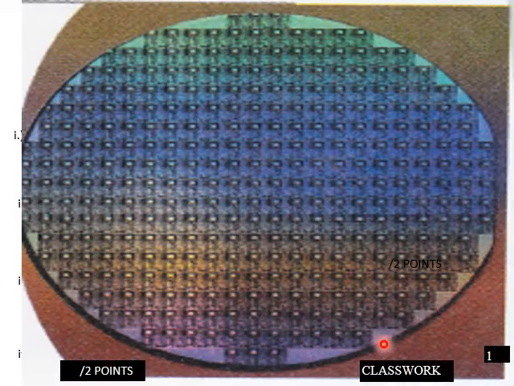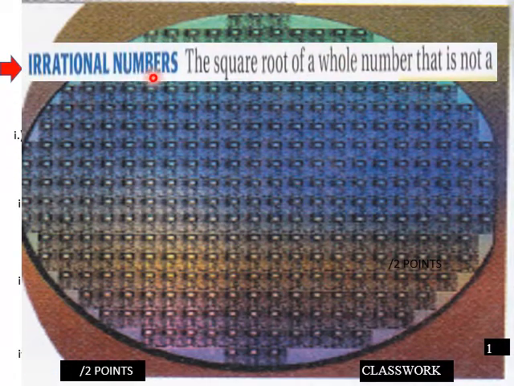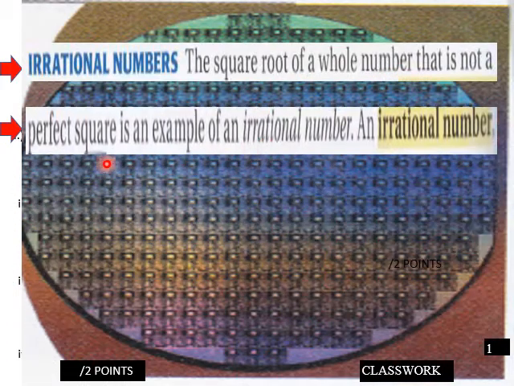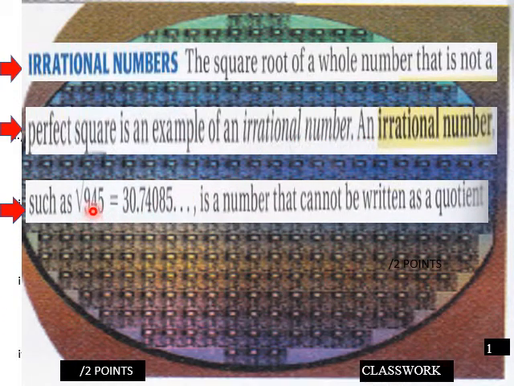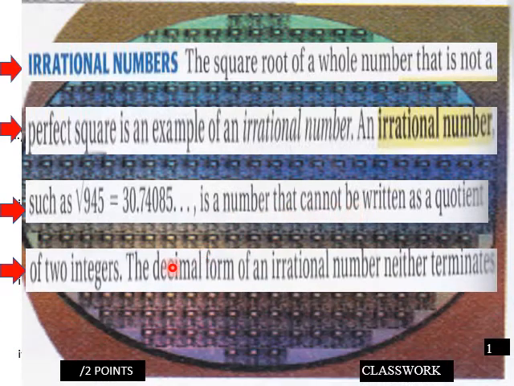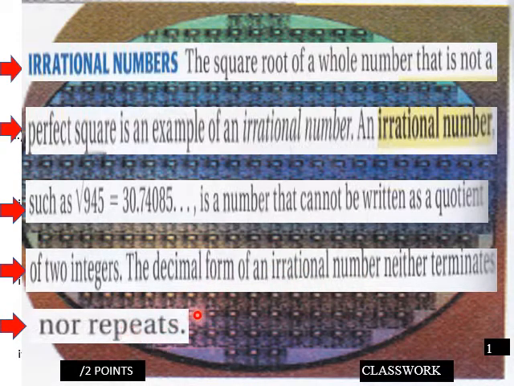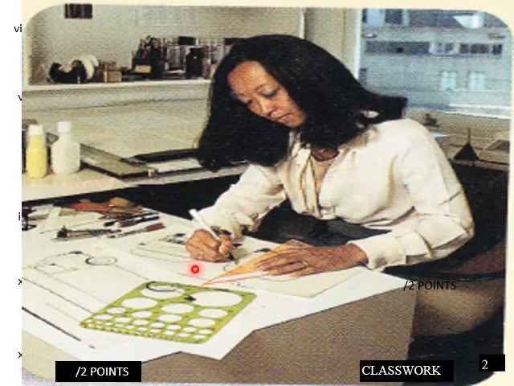Let's go into page 1, which is a classwork page, irrational numbers. The square root of a whole number that is not a perfect square is an example of an irrational number. An irrational number, such as the square root of 945, is 30.74085, which is a number that cannot be written as a quotient of two integers. The decimal form of an irrational number neither terminates nor repeats. So there you know for sure you got an irrational number.